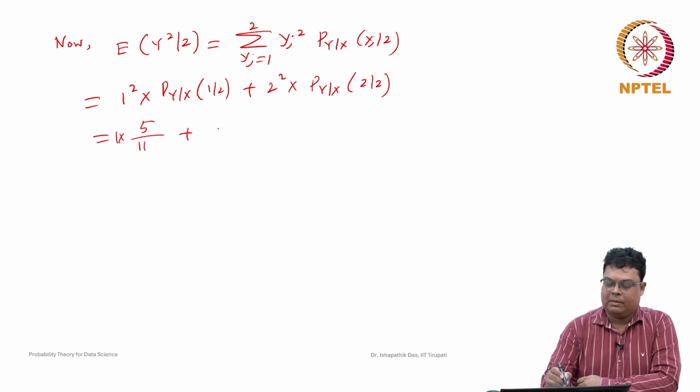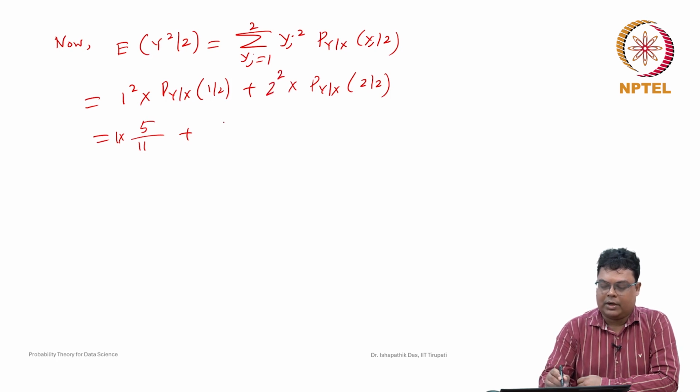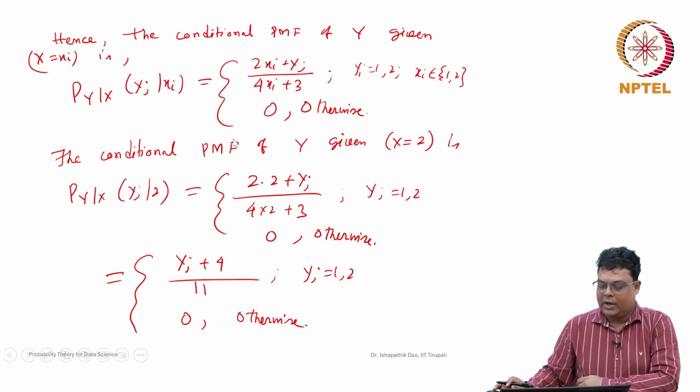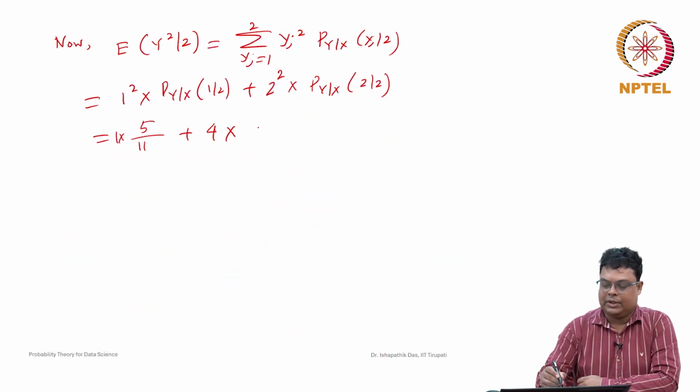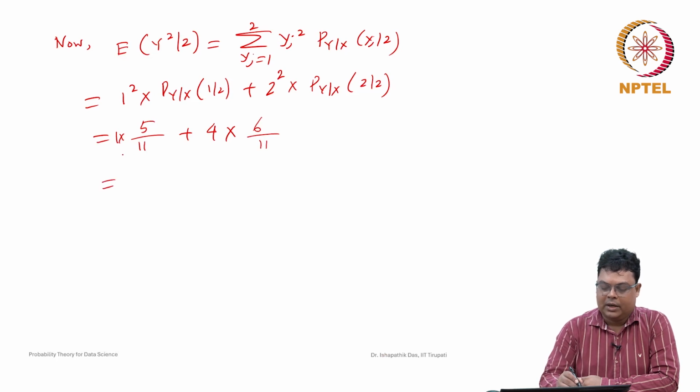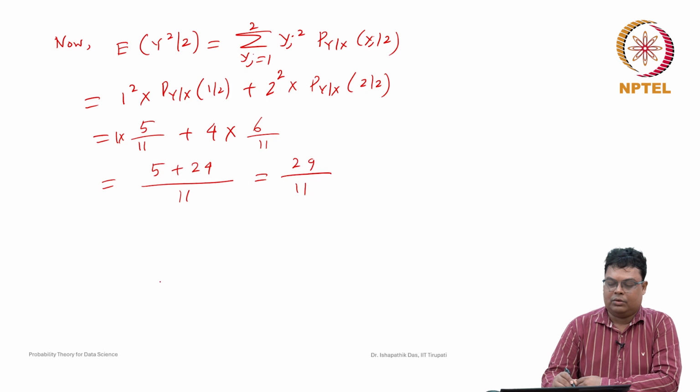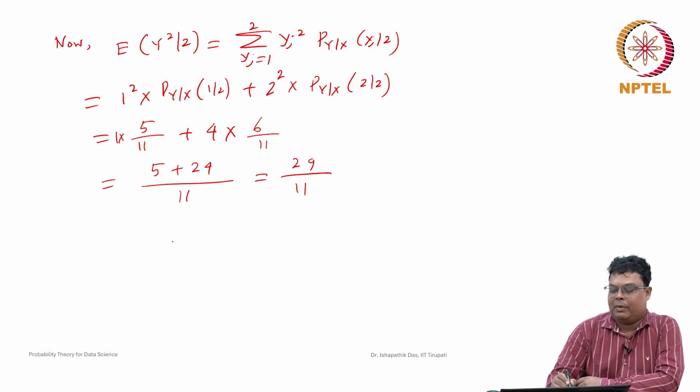Plus 2 square is 4, into 6 by 11 for yj equal to 2. So finally we get 5 by 11 plus 24 by 11, so 5 plus 24 by 11, which is 29 by 11. So this is the expected value of y square given 2.